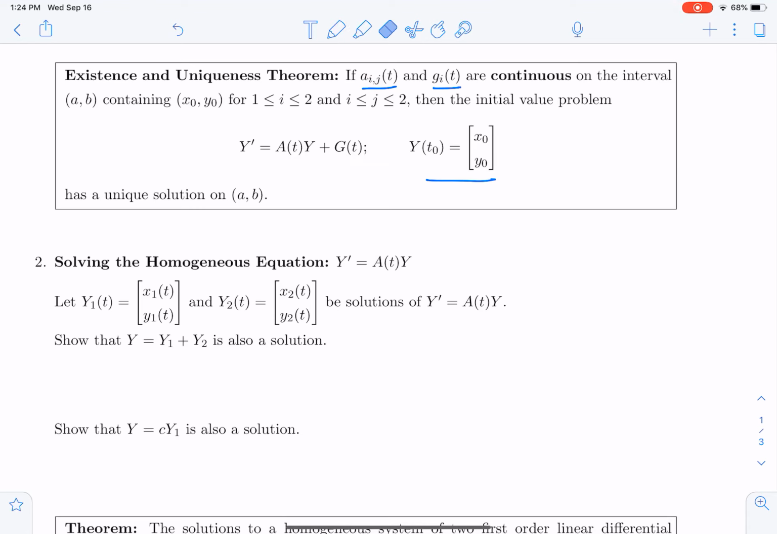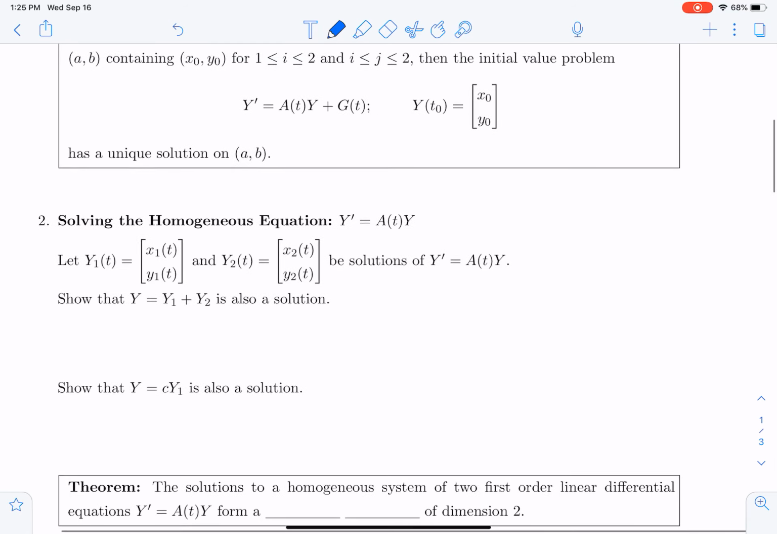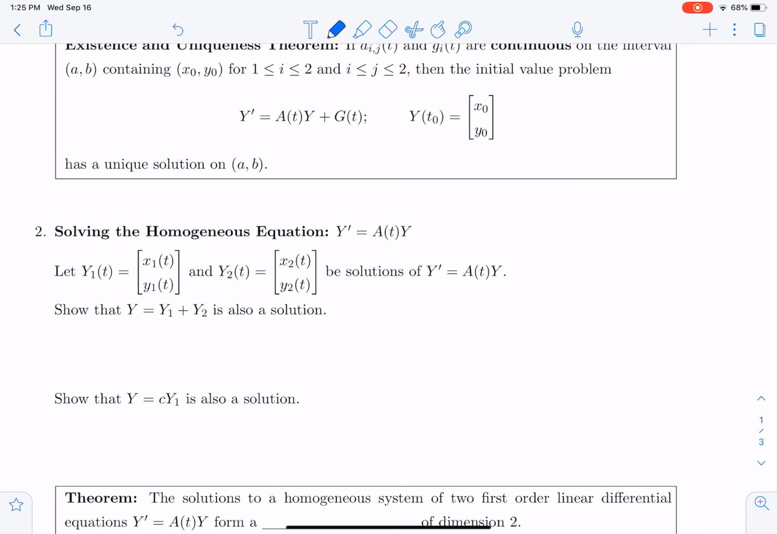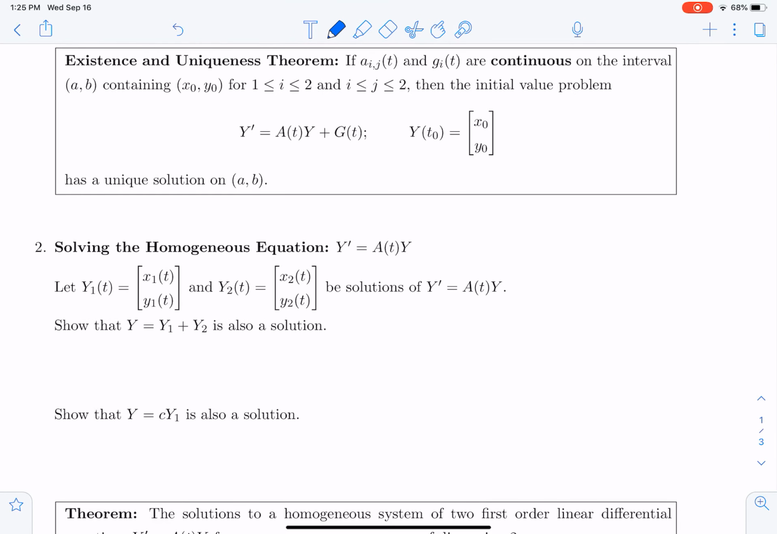So this existence and uniqueness theorem is just for the linear differential equations. We did something similar when we talked about linear second order differential equations. Now the question becomes, how can I solve this system of differential equations, Y prime equals A of t times Y plus G of t, with an initial condition?